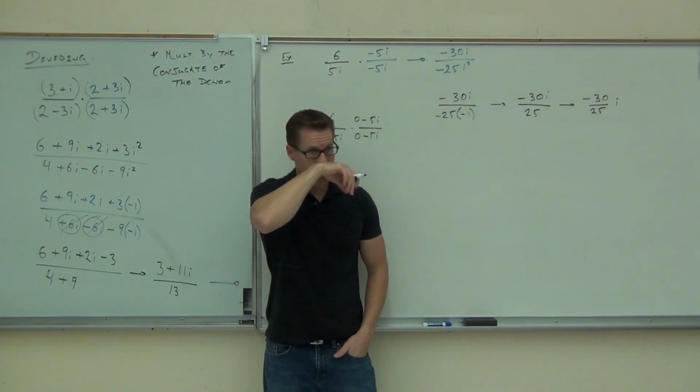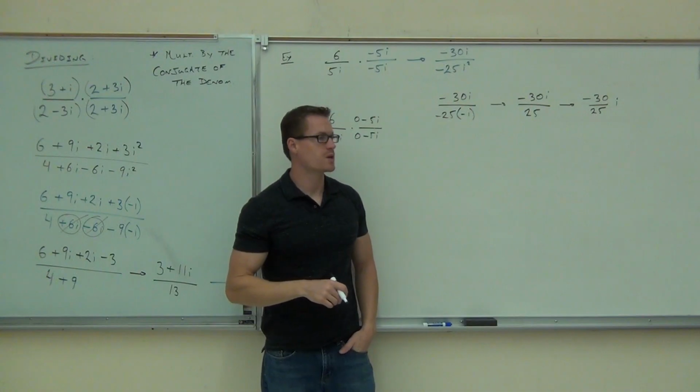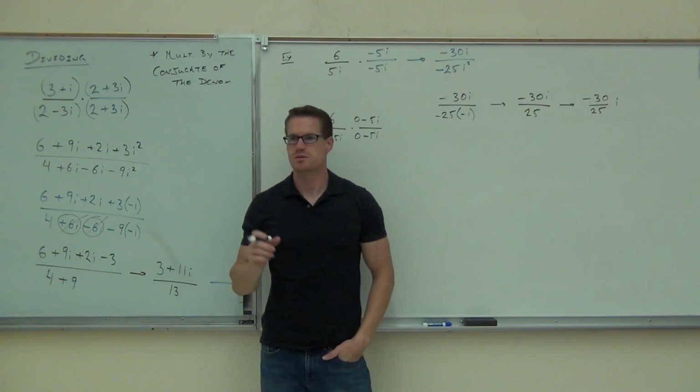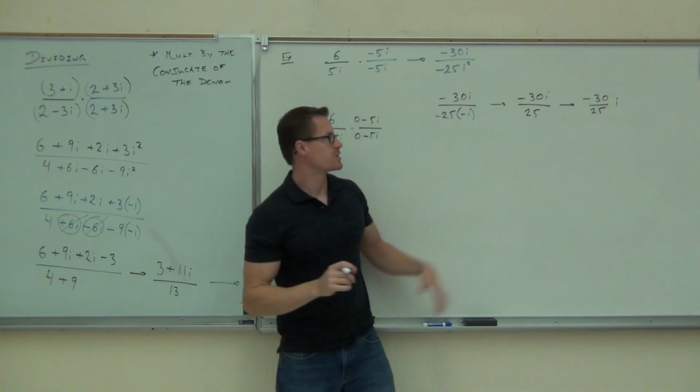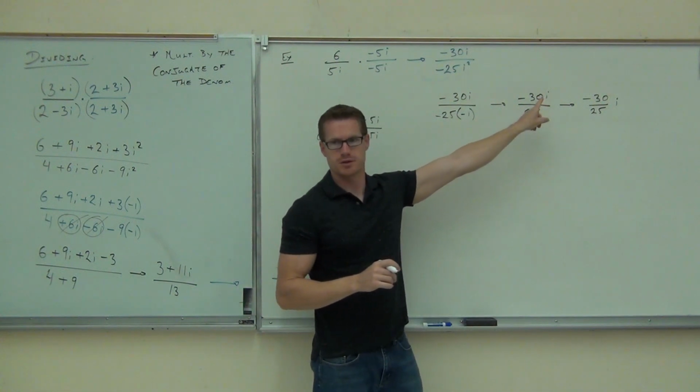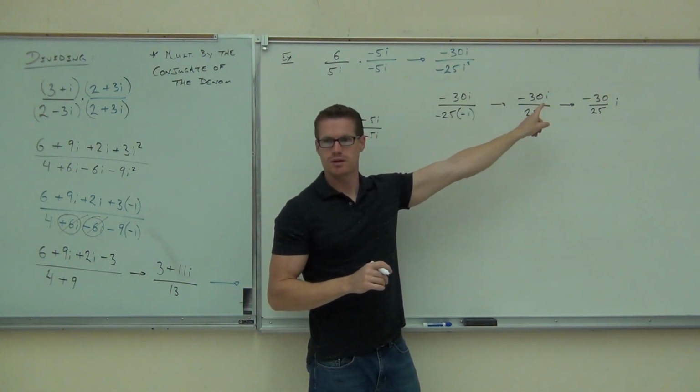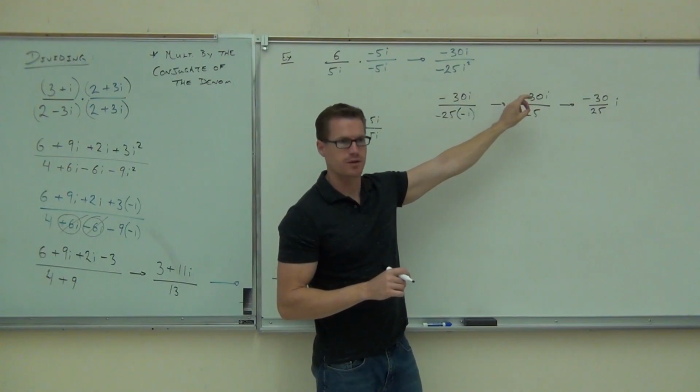Does it split it up? Sure you can. Why? These are just numbers being multiplied together. This is a square root being multiplied by 30, right? Square root of negative 1. You can simplify those. So what if we write it like that?